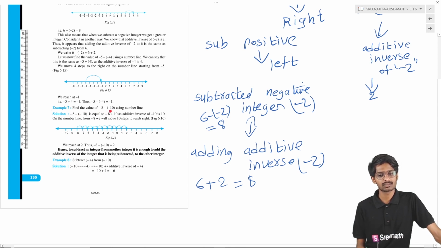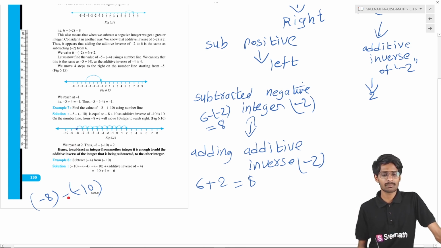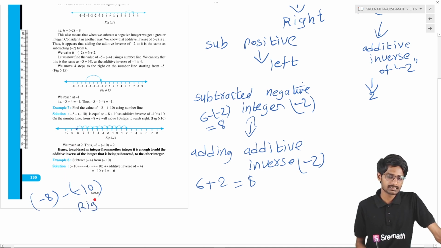Find the value of minus 8 minus of minus 10. So basically what we'll do, from the number line we will observe where minus 8 is. So this is minus 8. From minus 8 we have to subtract. We are going to subtract a negative integer. In subtracting a negative integer, we have to move right side. So from here we have to move 10 steps. 1, 2, 3, 4, 5, 6, 7, 8, 9, 10. So you get this point. So the answer is plus 2.